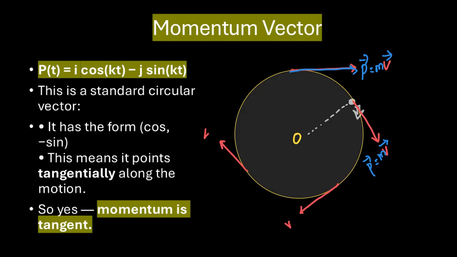So if this point is C, the momentum vector at C would be equal to mass times the velocity vector at C, which is tangential to the point C. Likewise, at point D, the velocity at D times mass will give you the momentum vector at D, which will be tangential to that point.